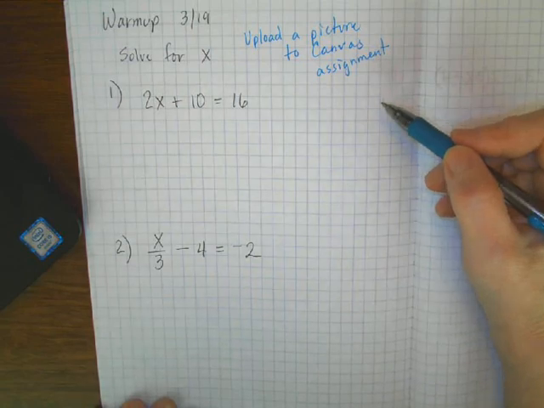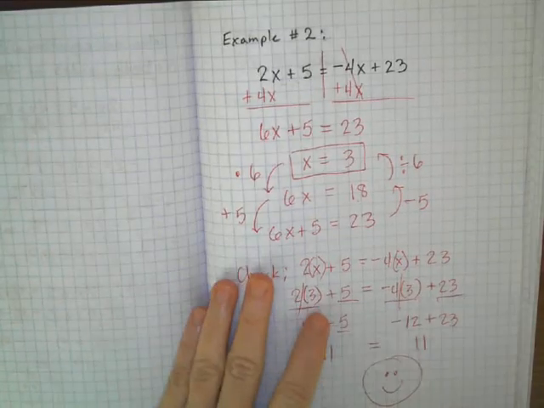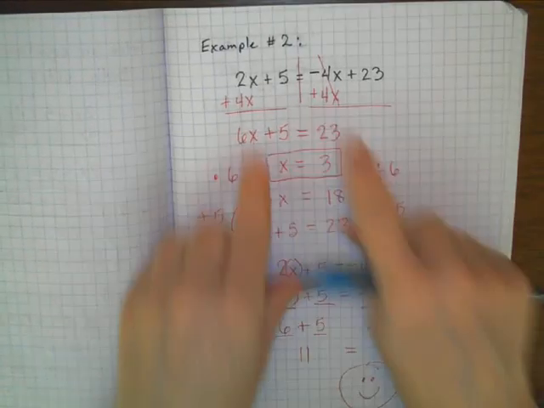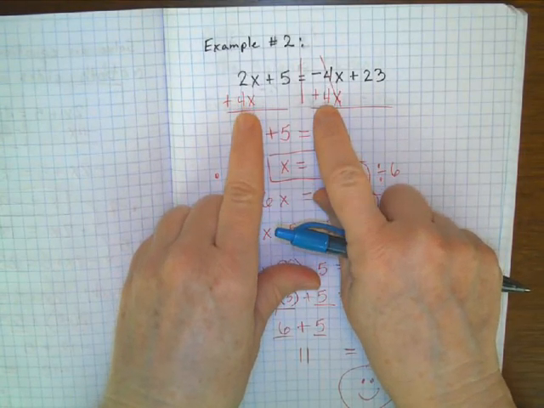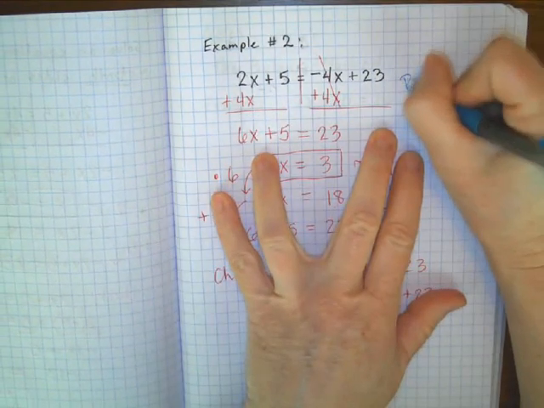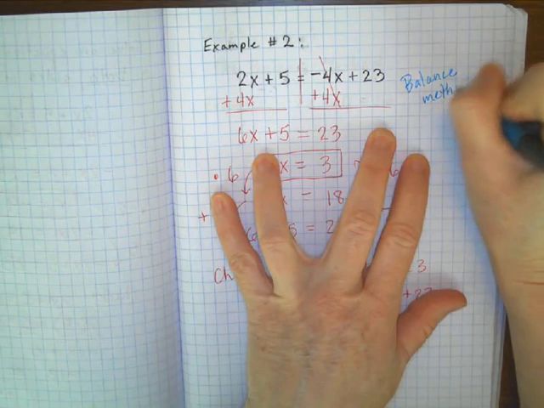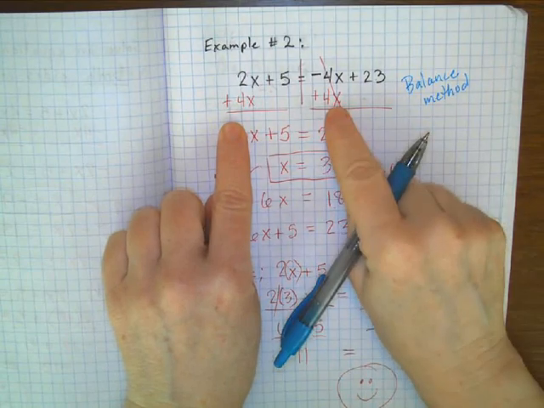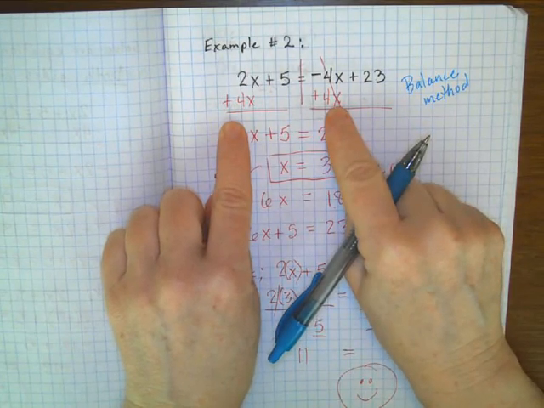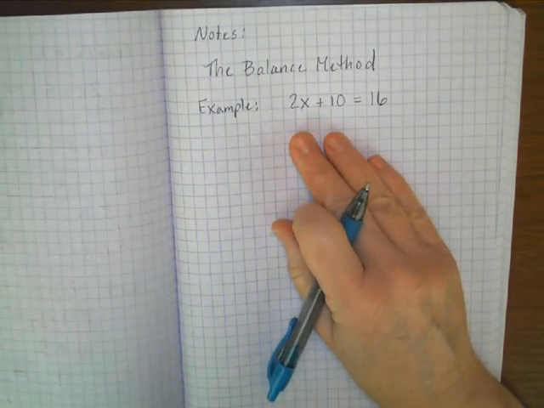Okay, so moving back to the notes then. I'm going to switch back to my notes. Yesterday, my examples looked like this, where I had x on both sides of the equation, and to get rid of the x on the right, I used what's called the balance method. This is called the balance method, where you do something to one side of the equation and you do the exact same to the other side of the equation. So we're going to be using the balance method now to solve any old equation.